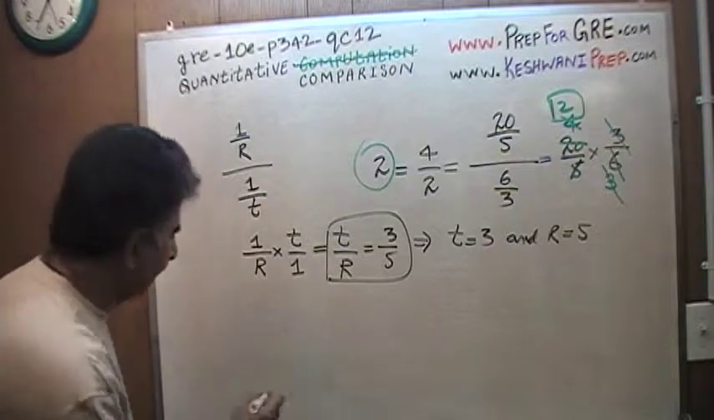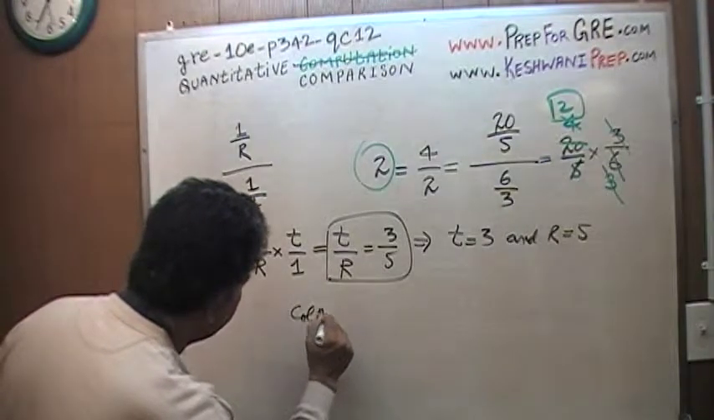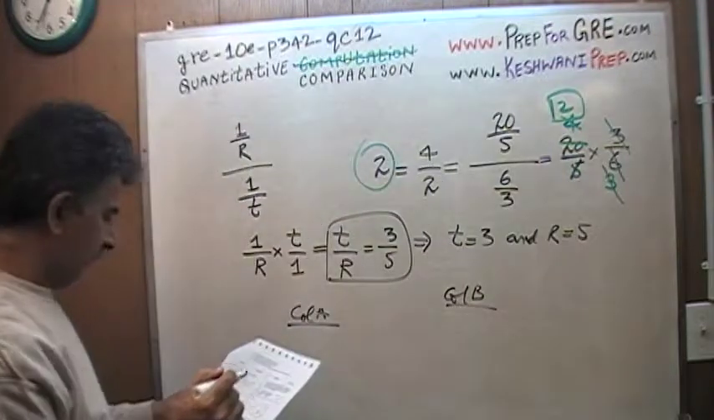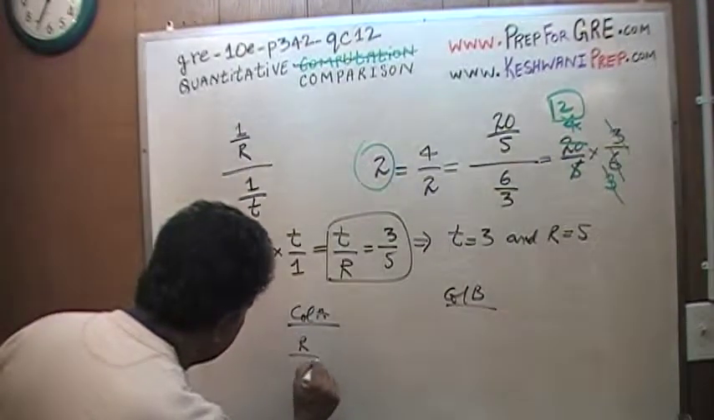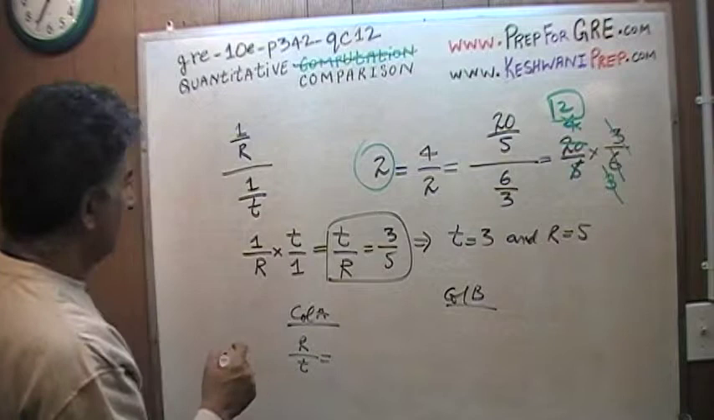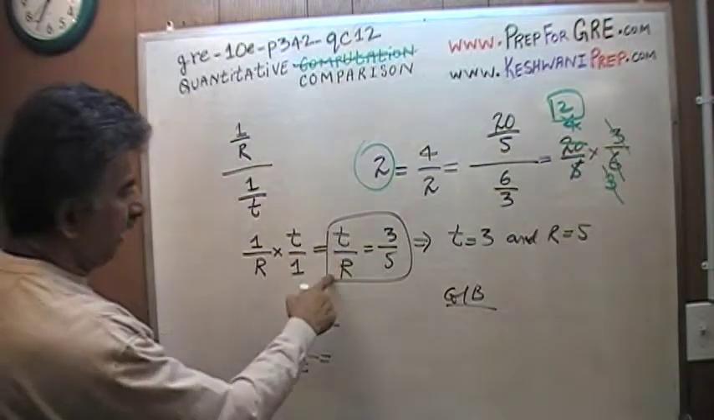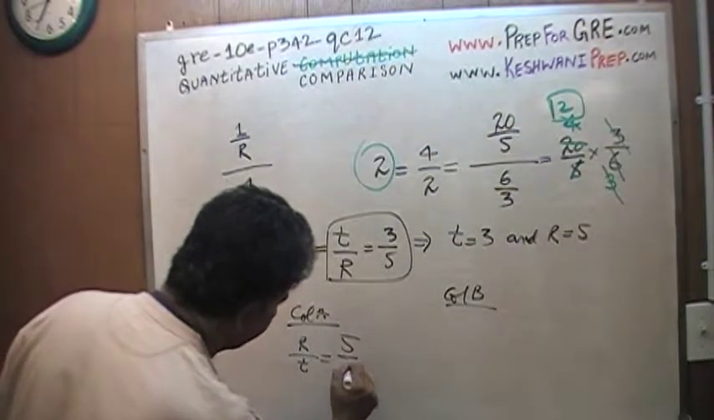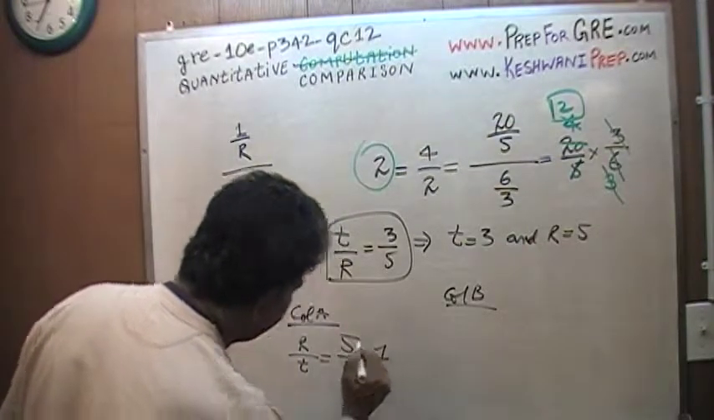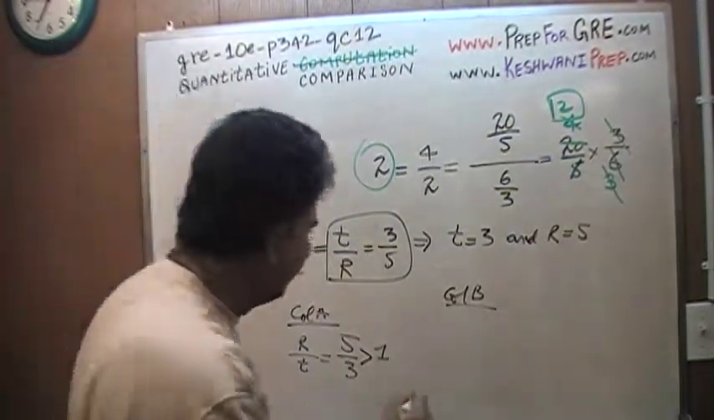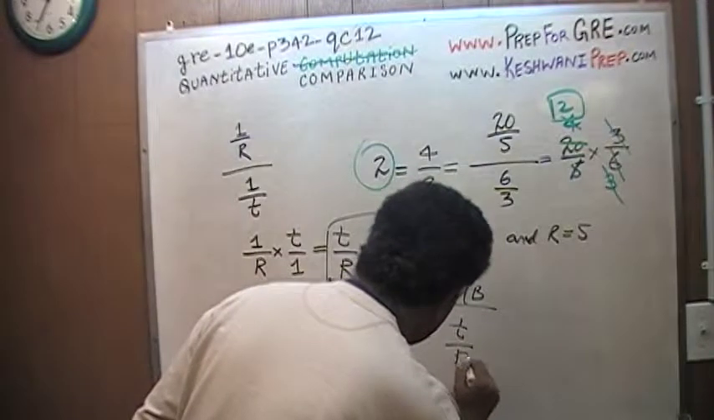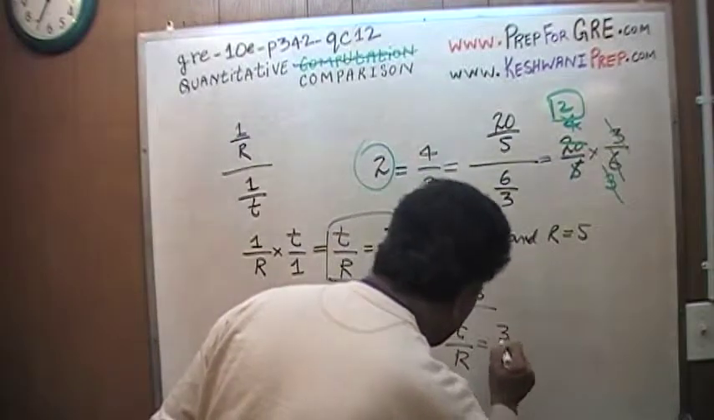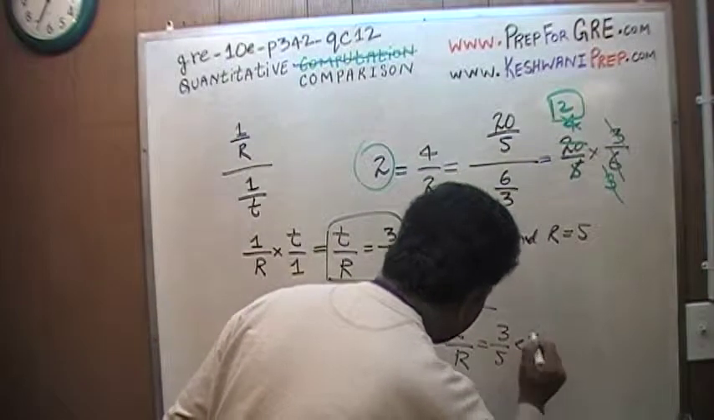And the 2 columns that we have to compare here, column A and column B. In column A we have r over t. Well, t over r is 3 over 5, so r over t is going to be 5 over 3, which we know is more than 1. And in column B we have t over r, which is 3 over 5, which we know is less than 1.